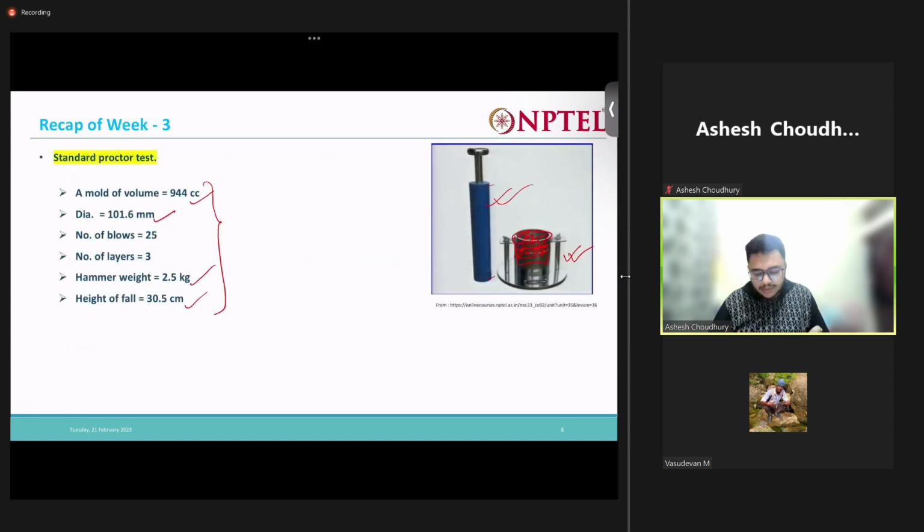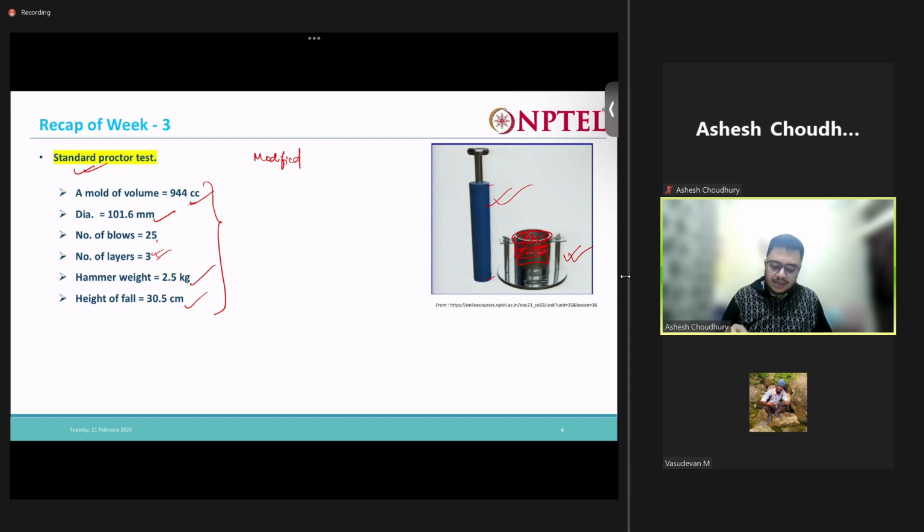Now I want to tell one more thing here, that there is a modified Proctor test also. In the modified Proctor test, the number of layers are increased. And there is an Indian light compaction test which is similar to the standard Proctor test, but the dimensions vary a little bit. So I suggest you look into the IS code. If you just google it, you will get the IS code on Proctor test or compaction test. You will get all the details there.